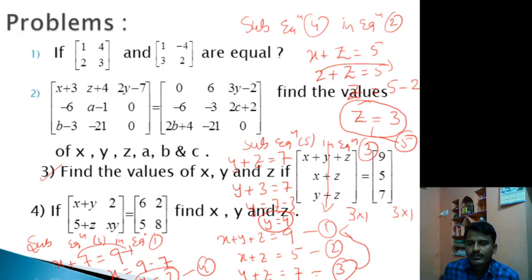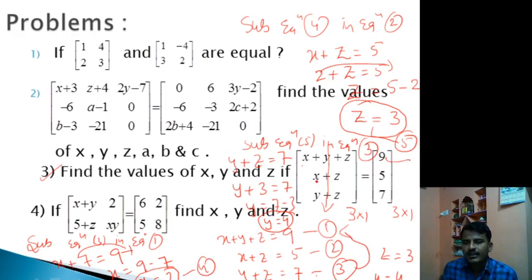Therefore, x is equal to 2, y is equal to 4, and z is equal to 3. Let me confirm. X is equal to 2. See here, 2 plus 4 plus 3. How much? 2 plus 4, 6. 6 plus 3, 9. Yes, equal.